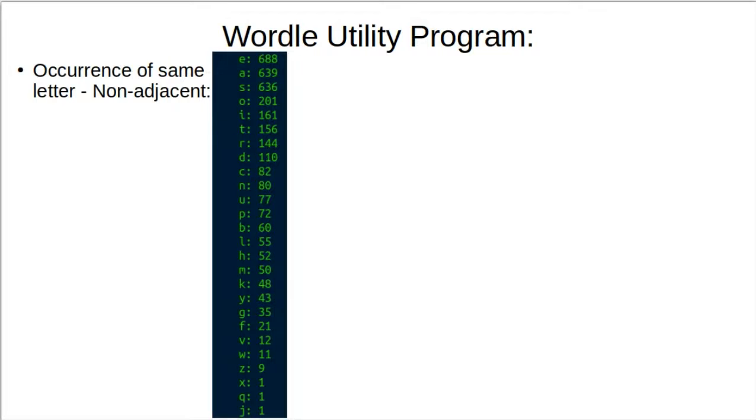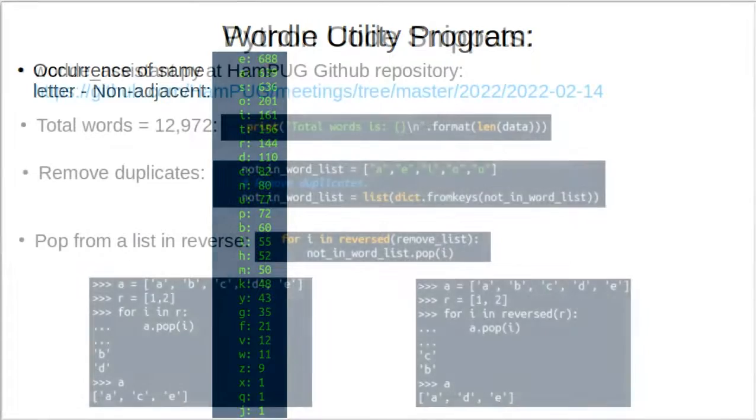There's also a lot of words that have non-adjacent duplication of letters. Words that have E in them twice, there are 688 of those. Words that have A in them twice, but not together. It could start with an E and end with an E. So again, it's a bit of probability. S is quite a common letter, and among the consonants, T, R, D, and C are common. Okay.